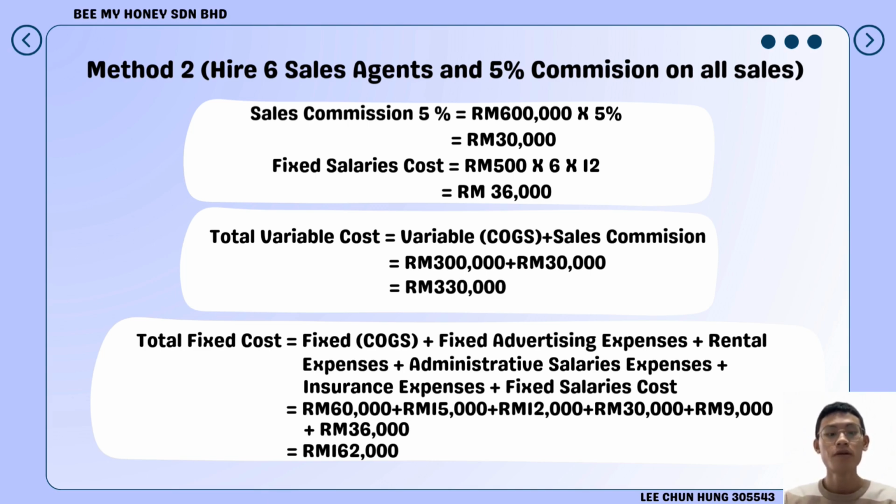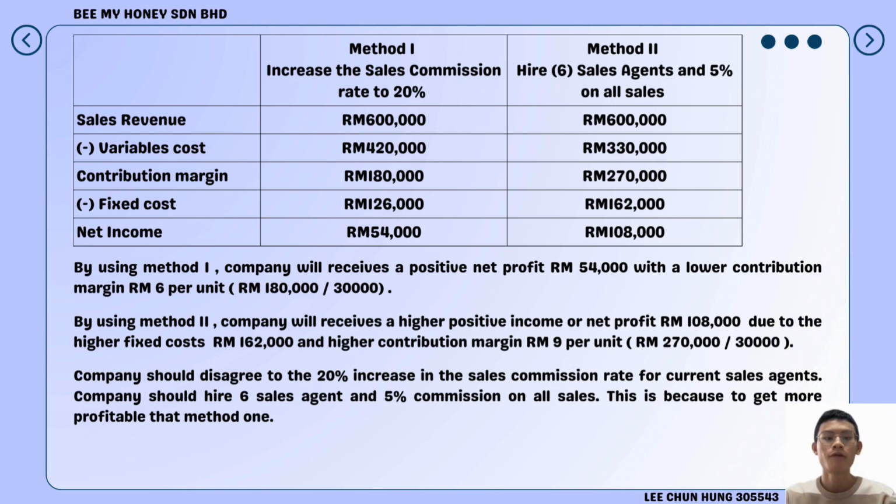Last, for the total fixed cost, we take fixed COGS plus fixed advertising expenses plus rental expenses plus administrative salary plus insurance expenses plus fixed salary cost. We will get the answer 162,000. After we calculate all of this data, we fill in this table to find out the contribution margin and net income.